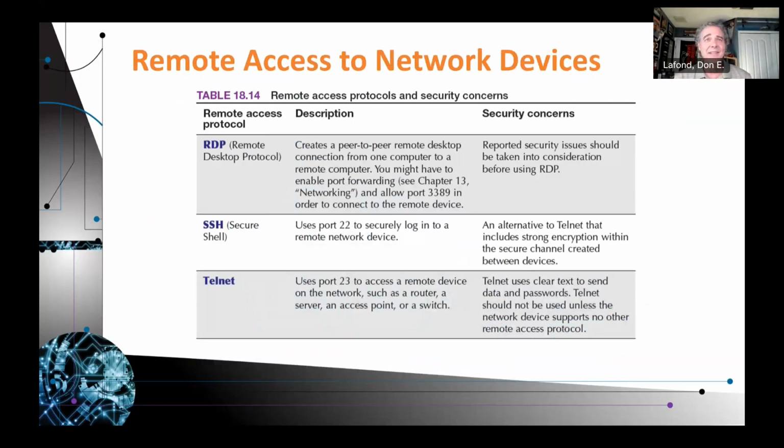There are 3 remote access protocols. There's RDP, remote desktop protocol, which creates a peer-to-peer remote desktop connection from one computer to a remote computer. You might have to enable port forwarding. See chapter 13 on networking, and allow port 3389 to allow for remote desktop. The security concern is somebody might use that to access your computer as a bad actor. So don't leave that port open, because it would be on the threat report if you've had somebody doing a pen test of your network.